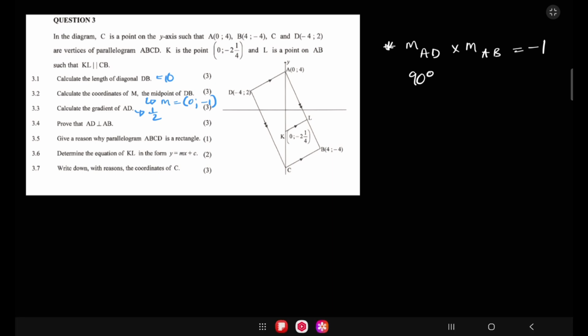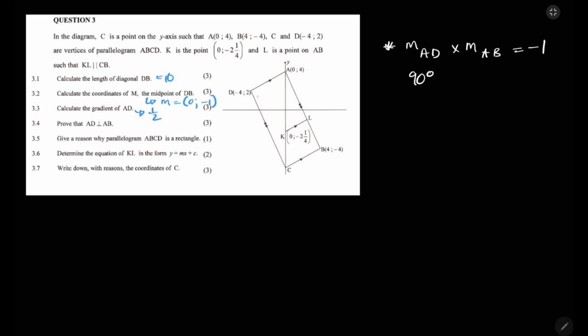What do you guys remember about gradients of perpendicular lines? When you multiply their gradients, you should always get -1. And they always meet at 90 degrees. They cut each other directly at 90 degrees. So how can we prove this? Do you have the gradient of AD? Yes, the gradient is 1/2. Do you have the gradient of AB? No. We can try to calculate it by using the points.